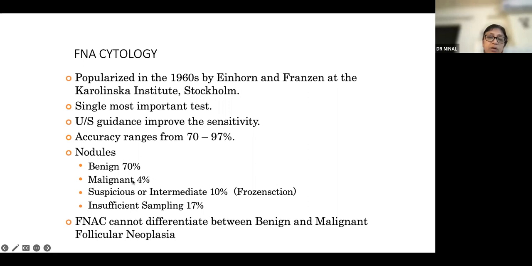Very rarely you come across some malignant nodules. At times they are suspicious or intermediate, and then you suggest a frozen section is taken. And at times the answer is that the sample was insufficient. But still the FNAC cannot differentiate between the benign and the malignant nature of the follicular neoplasia. That is important to remember.